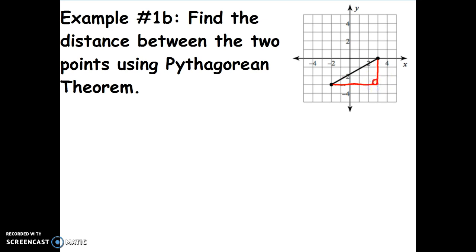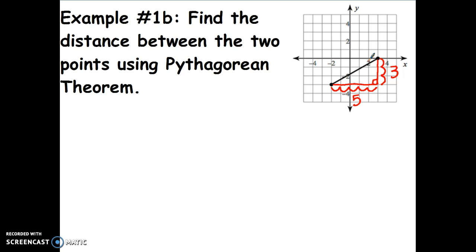Now we're going to use what we did in our first example, which is figure out the length of this vertical and horizontal line. So this is 1, 2, 3. And this is 1, 2, 3, 4, 5. So now that we have a right triangle, we have the length of the 2 legs, we can use Pythagorean's theorem to find out the length of this diagonal line segment, which is the hypotenuse of the right triangle.